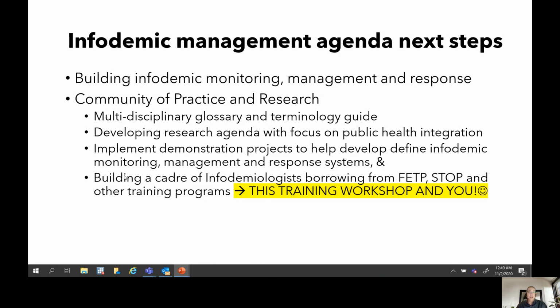And maybe most importantly, I think, is building a cadre of infodemiologists, and that's what this training is all about. And in this training, we're borrowing from some of the other training programs that we've been involved with in public health, like the Field Epidemiology Training Program, the STOP training program, and this training workshop is really crucial. You're the first cohort to go through this, and your experiences and your feedback are going to be really crucial, not only after this workshop, but after you finish the workshop, and serving as mentors to future cohorts of infodemiologists.